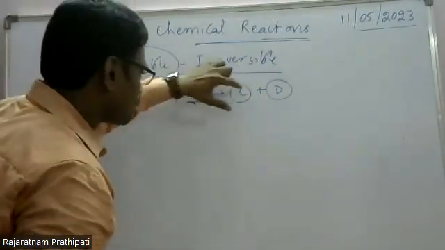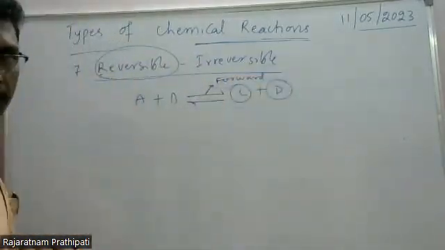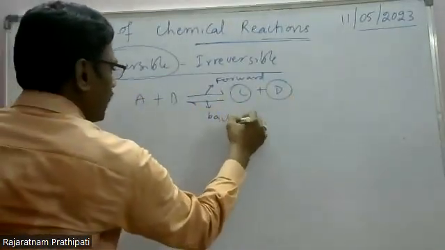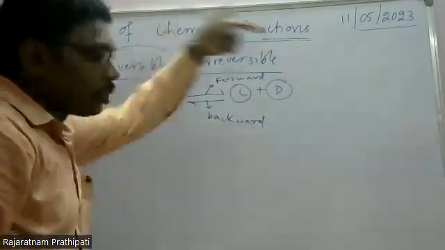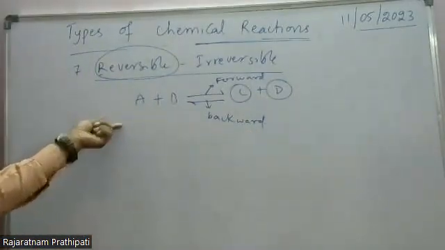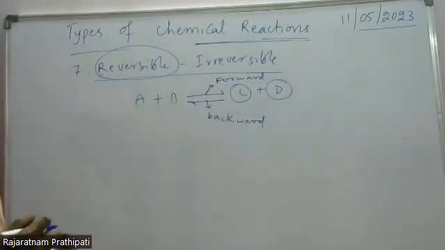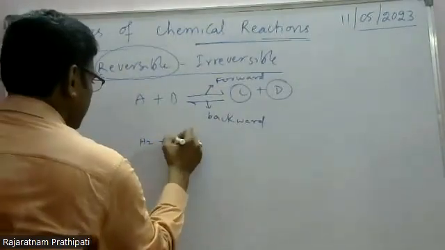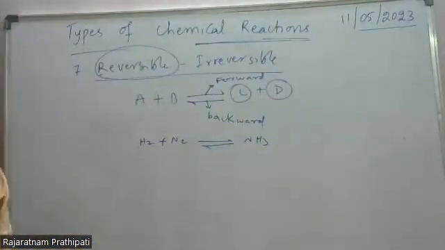Here it consists of two different types of reactions. Here A plus B gives rise to C plus D. This is a forward reaction. C plus D gives rise to A plus B. This is called backward reaction. So in forward reaction, products are formed. In backward reaction, reactants are formed. That's why these types of reactions are called reversible reactions. For example, here H2 plus N2 gives rise to NH3. Here this is a reversible reaction.